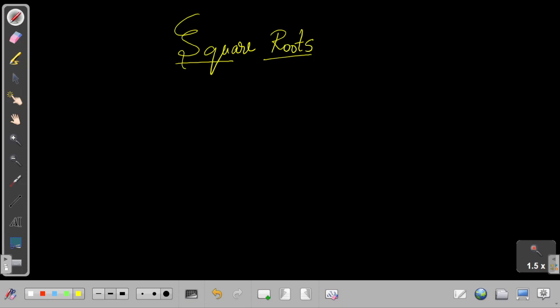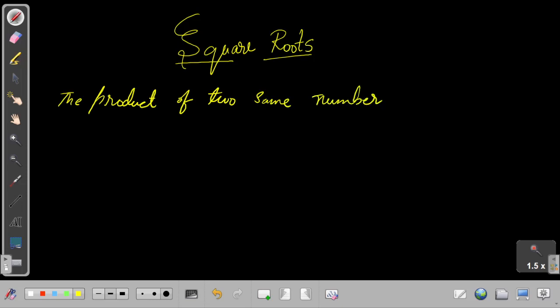So now our topic is square roots. So let's see what a square actually is. The square definition is the product of two same numbers. The product of any two same numbers we can call a square.